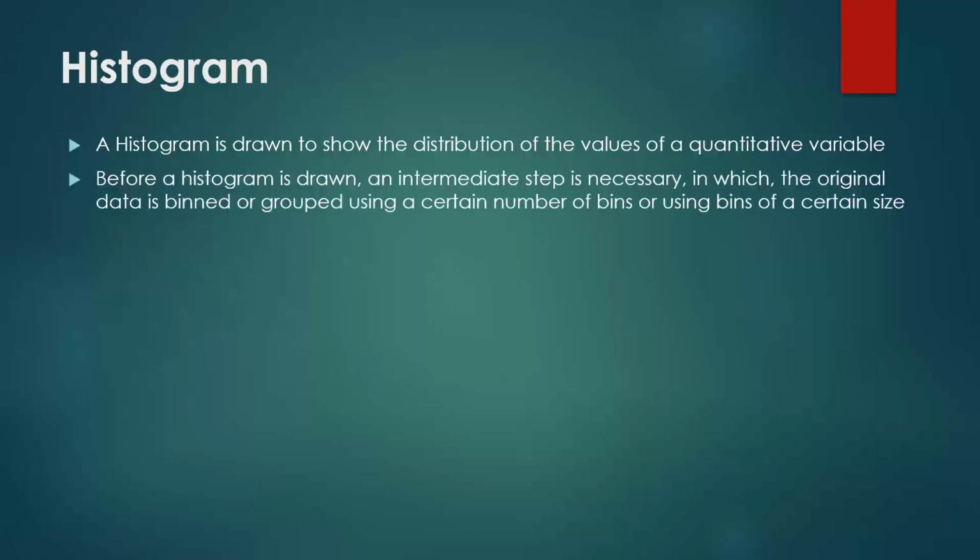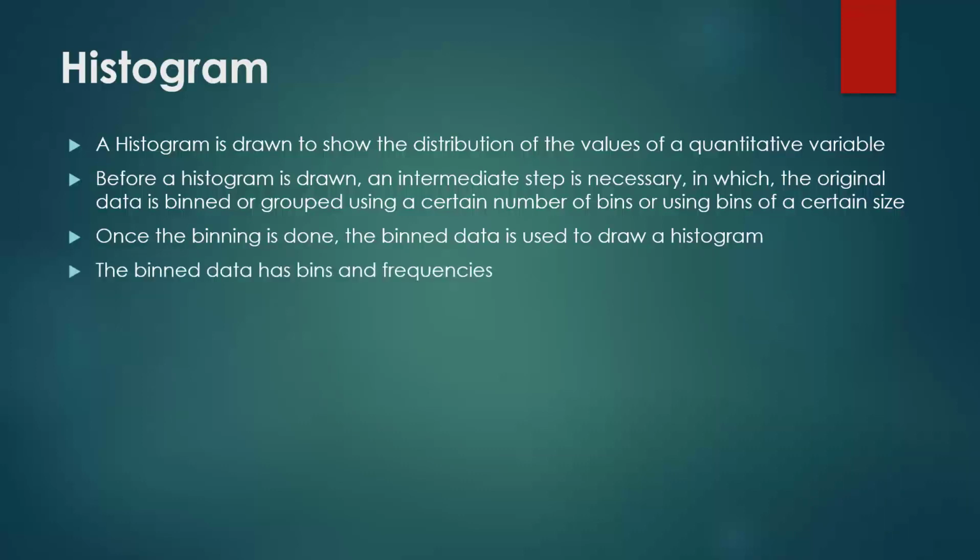Before a histogram is drawn, an intermediate step is necessary in which the original data is binned or grouped, using a certain number of bins or using bins of a certain size. Once the binning is done, the binned data is used to draw a histogram. So the binned data has bins and frequencies. A histogram really is for frequencies of various bins.